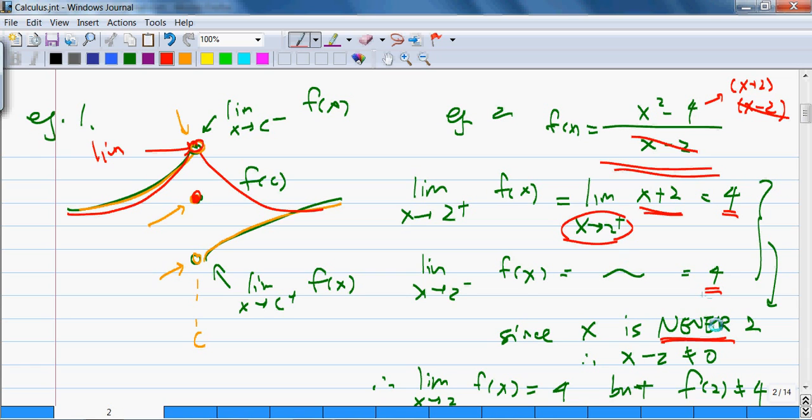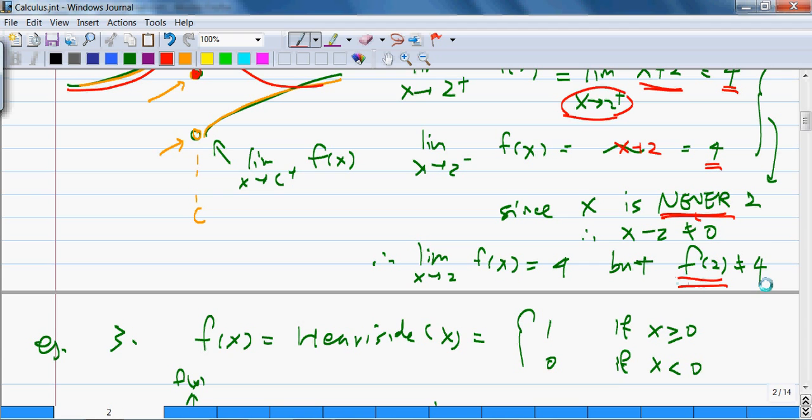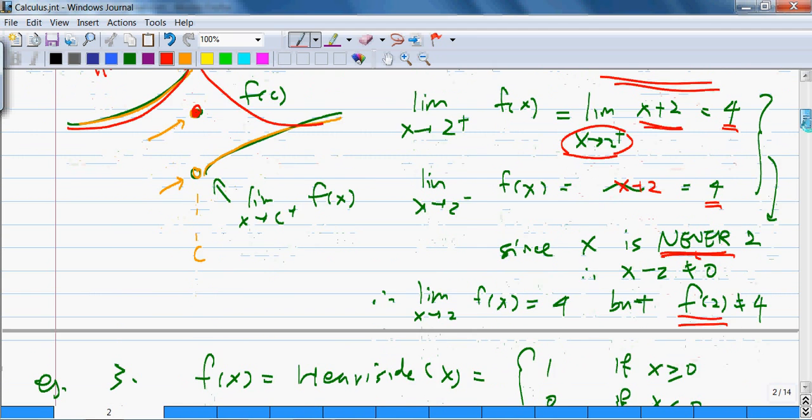Similarly, the right limit is 4 as well, because when x is approaching 2 from the right side, it is never equal to 2 again. So it's never 0, so you can cancel the top and bottom factor, and you are only left with x plus 2. So it's 4 again. So the limit is equal to 4, but f of 2 obviously is not equal to 4. It's 0 over 0, which means it's undefined.